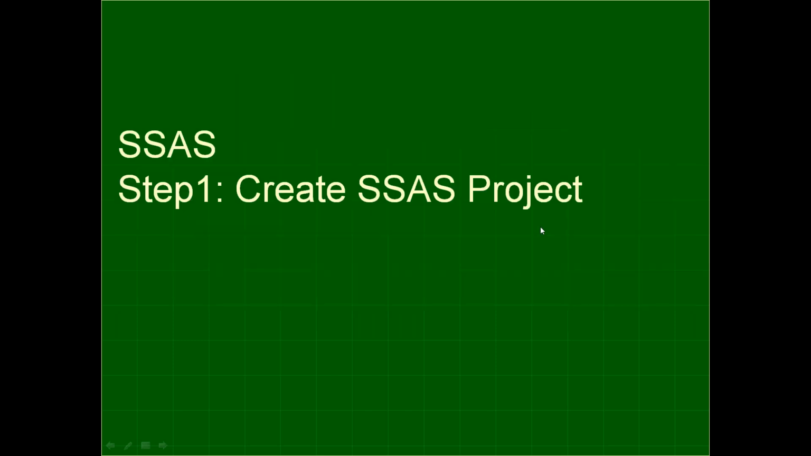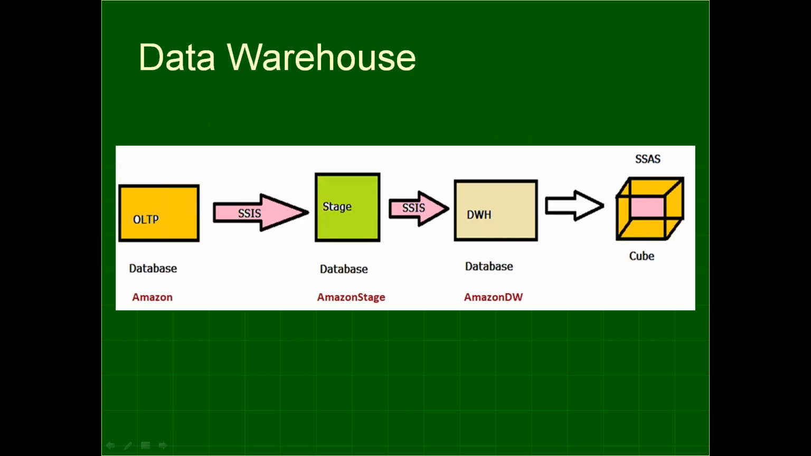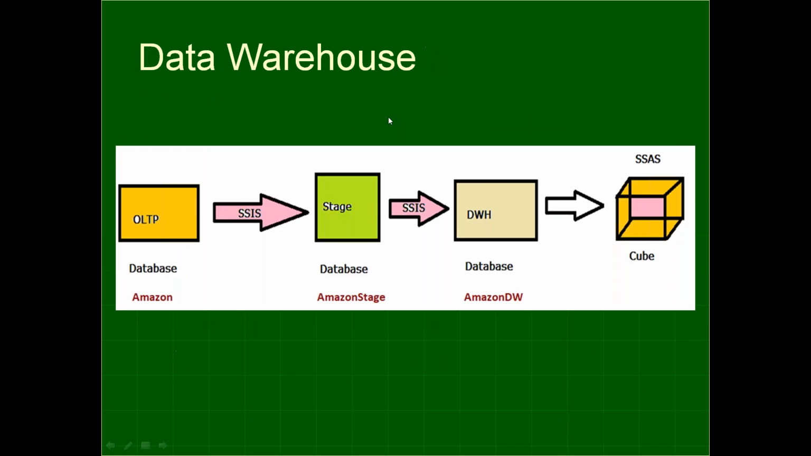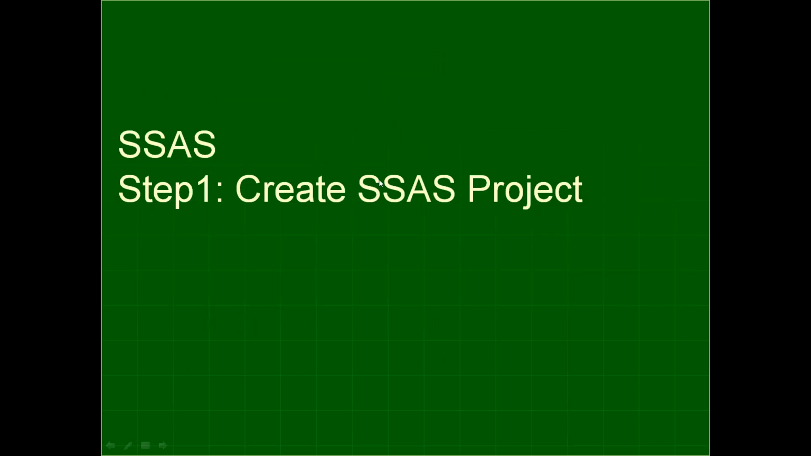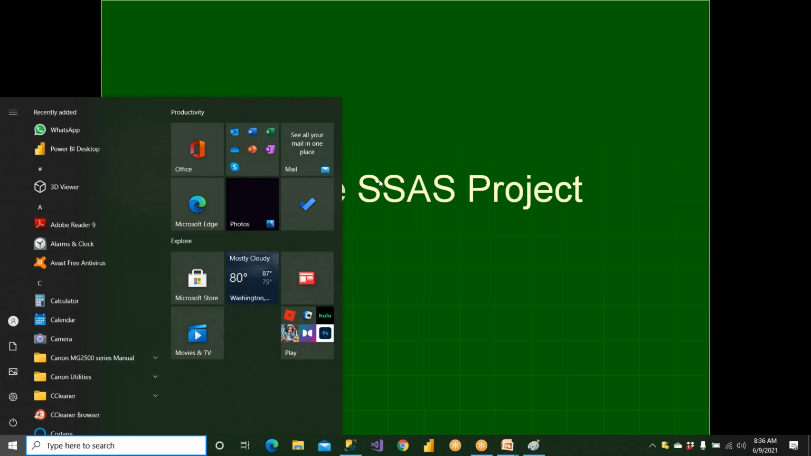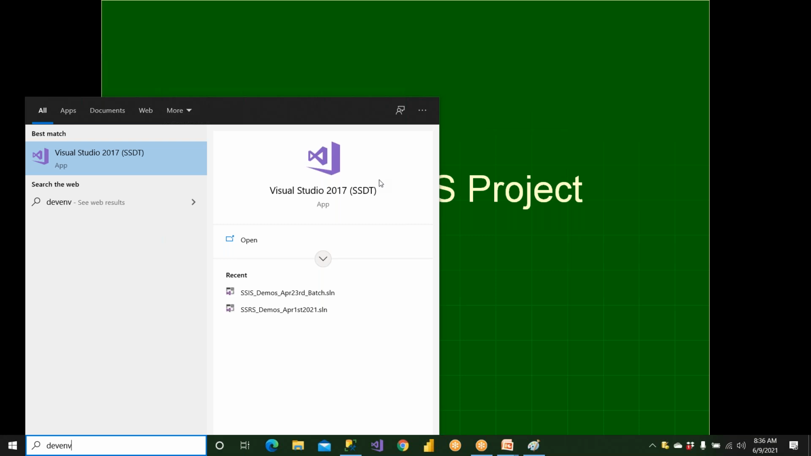So how do we create a project first? I would like to create a cube, right? That is what I'm talking about. To create a first cube, step number one is to create a project. How to create a project? Go to Start and type dev env. This is the MSBI software I have already installed.